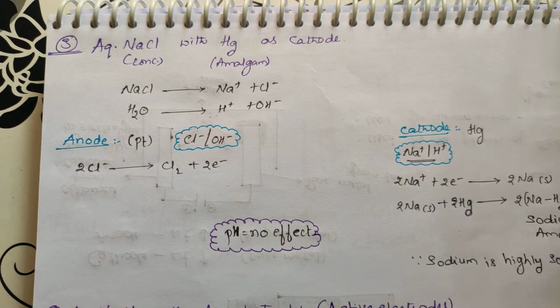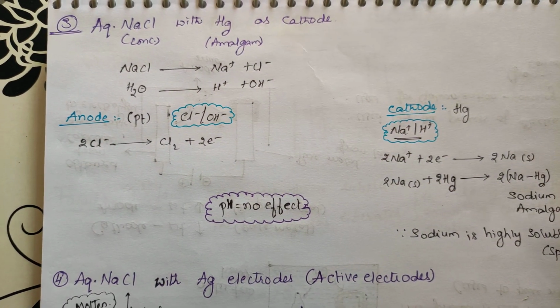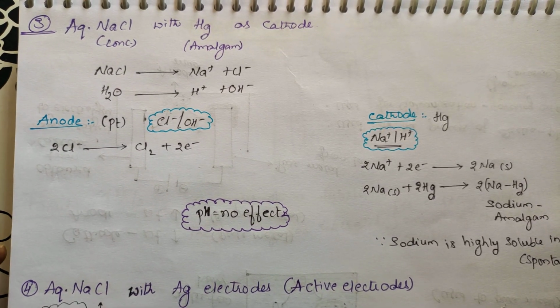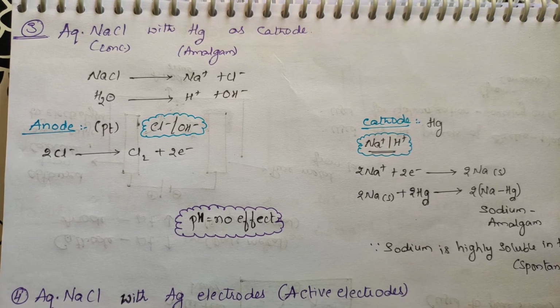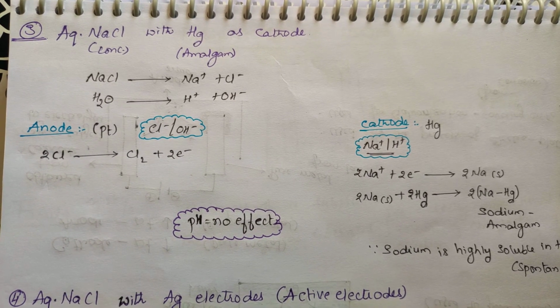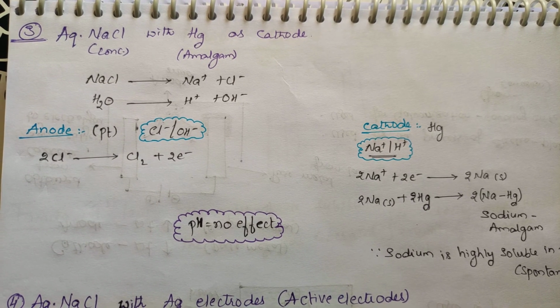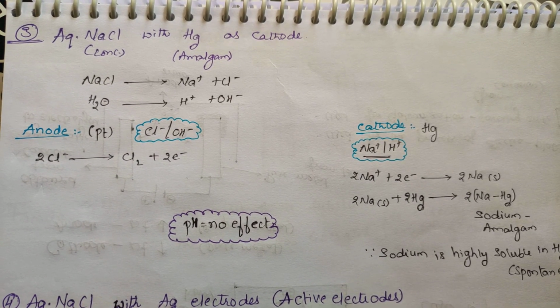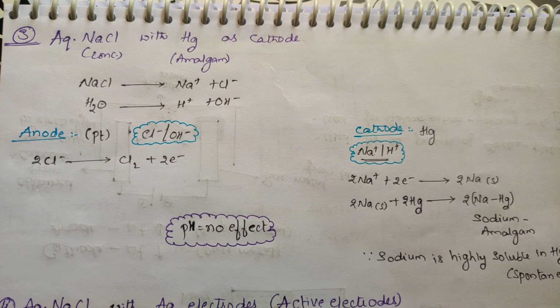Now, aqueous NaCl with Hg as cathode. Okay. See, you have taken concentrated NaCl. Second case is dilute NaCl. And third case is aqueous NaCl which is concentrated itself. And you have taken electrode as Hg. Right? The same way NaCl dissociates as Na plus, Cl minus, and H2O forms H plus, OH minus.